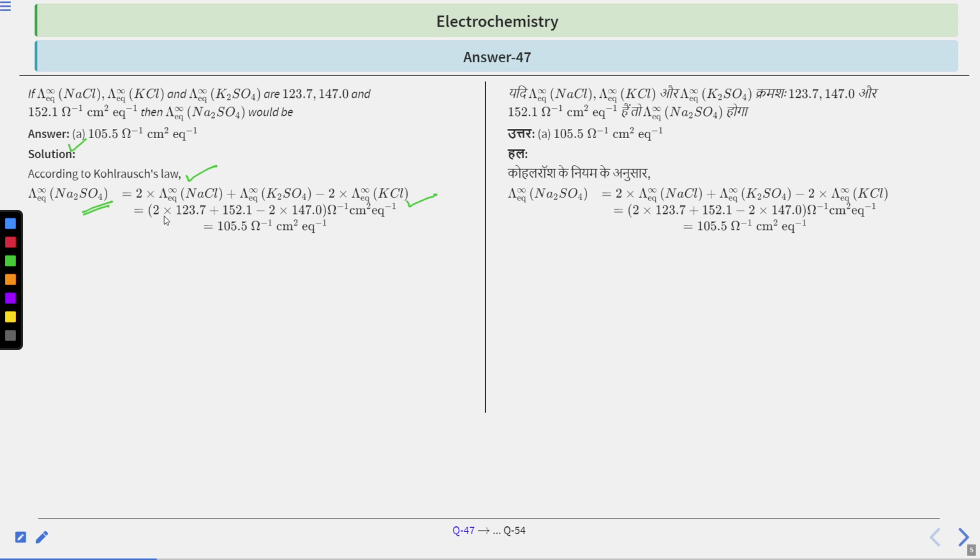Let's put in the values. It will be twice of 123.7 plus 152.1 minus 2 times 147.0 ohm inverse centimeter square equivalent inverse, and on solving it we get the lambda equivalent infinity value for Na2SO4, which is 105.5 ohm inverse centimeter square equivalent inverse. So this is the final answer, and thus option A is correct. Okay, let's move to the next question.